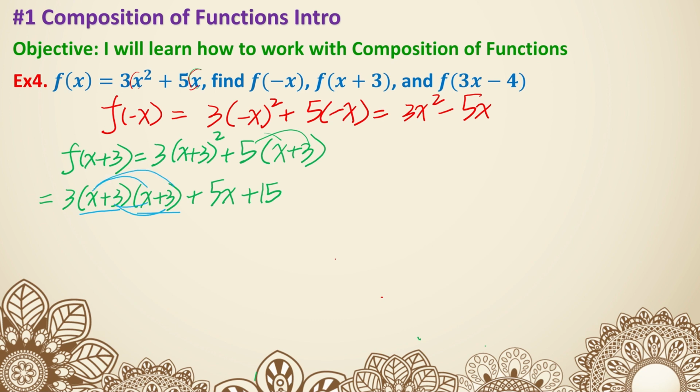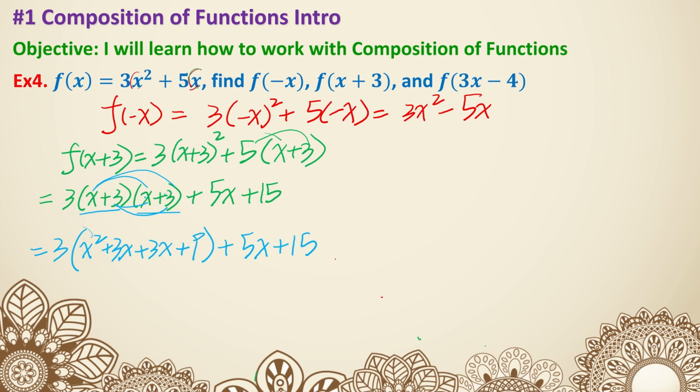So let's draw the strings. The 3 stays in the front. X times x is x squared. X times 3 is a 3x. 3 times x, another 3x. 3 times 3 is a 9. Don't forget everything we still have on the back, the 5x and the 15.